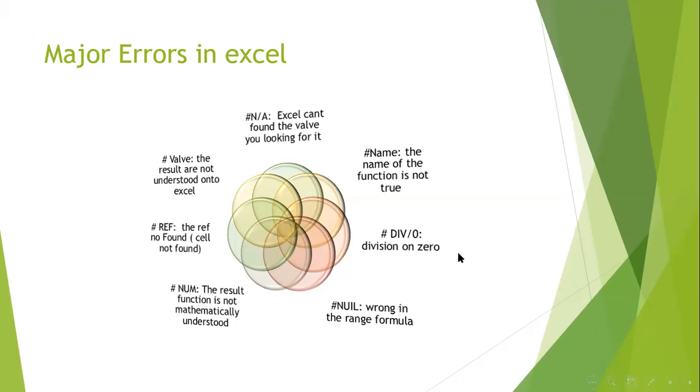If we have this error in Excel, it means that it cannot make a division by 0, because division by 0 is not correct.